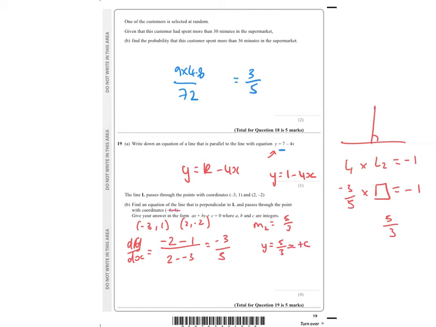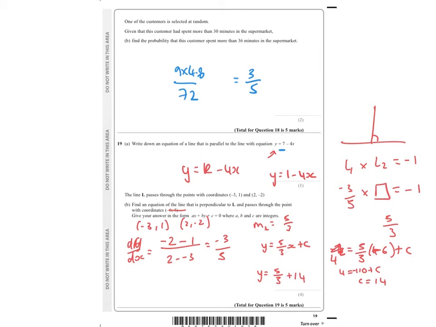We're going to use the point -6, 4. So 4 equals 5 over 3 times -6 plus c. So 4 equals -10 plus c. c equals 14. So we're going to get y equals 5 over 3x plus 14.